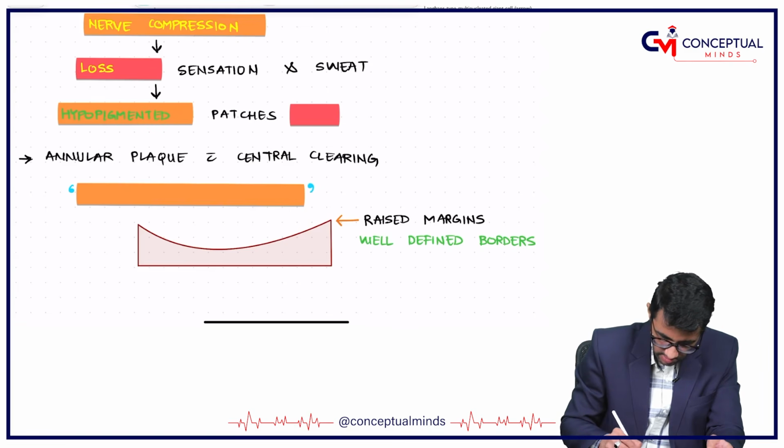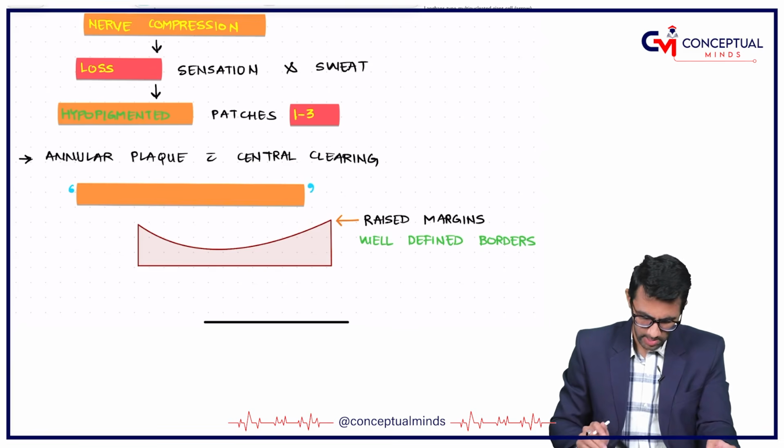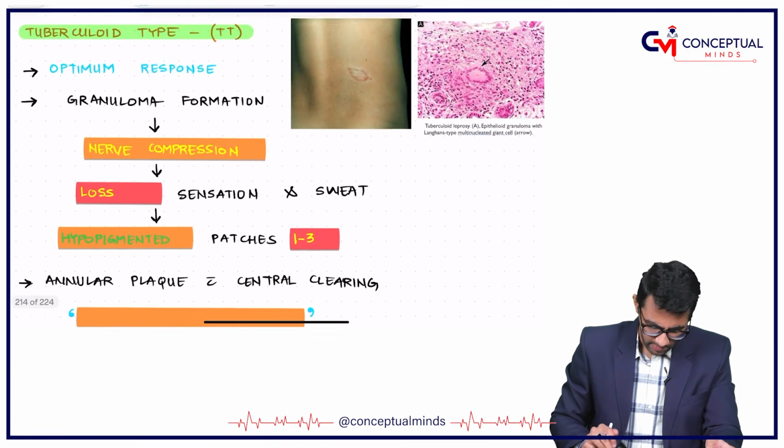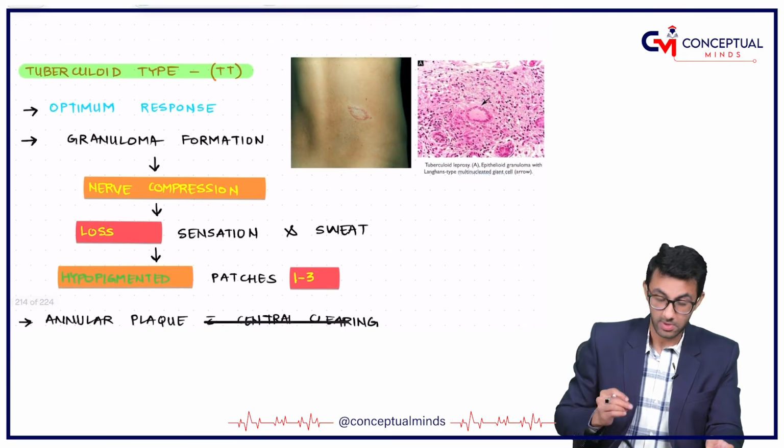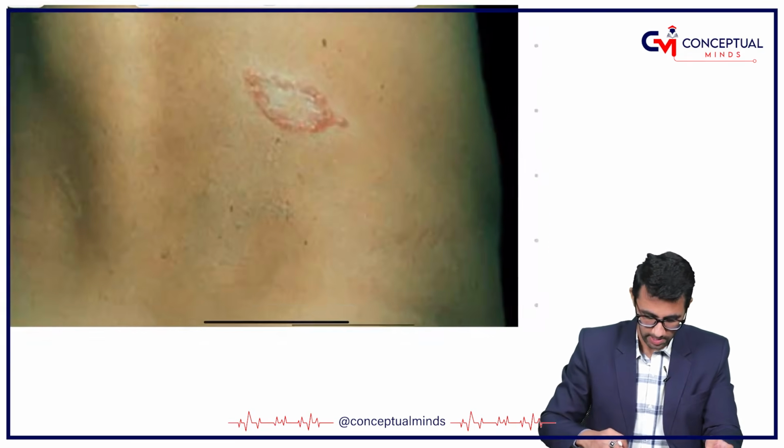How many would we see? About 1, 2, 3 patches we would see. Okay, over here, that is all about the findings. So now if you want to describe the lesion more properly, what do you think?